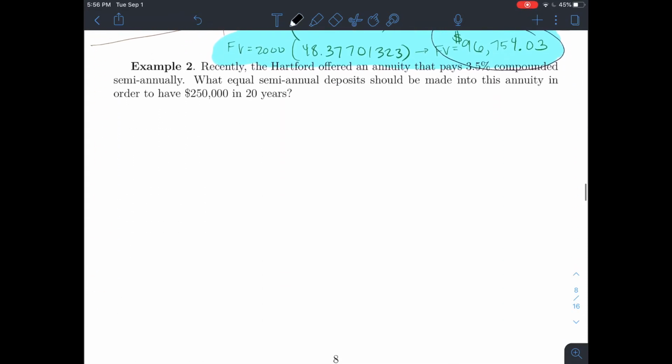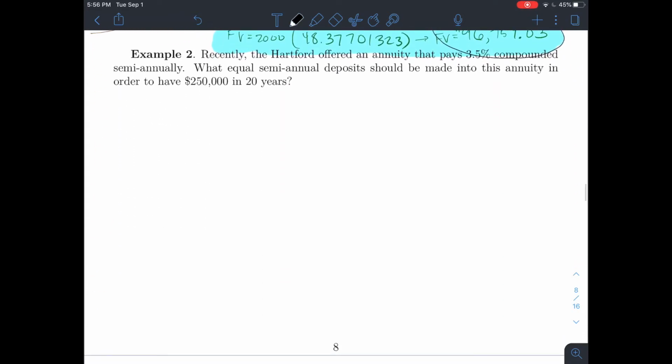Okay, let's look at this next example. Here, the Hartford offered an annuity that pays 3.5% compounded semi-annually. What equal semi-annual deposits should be made into this annuity in order to have $250,000 in 20 years?